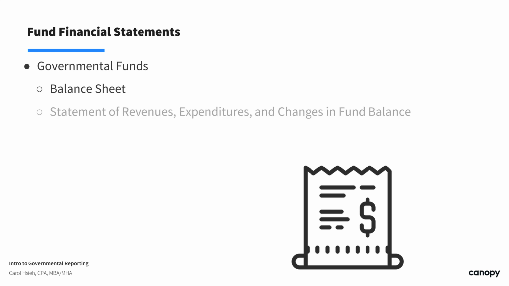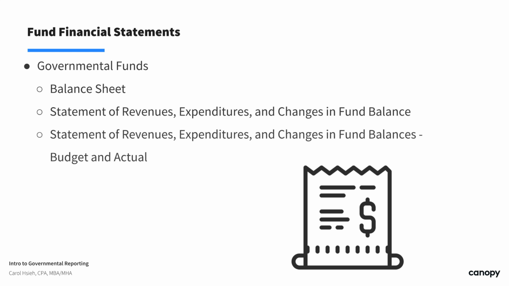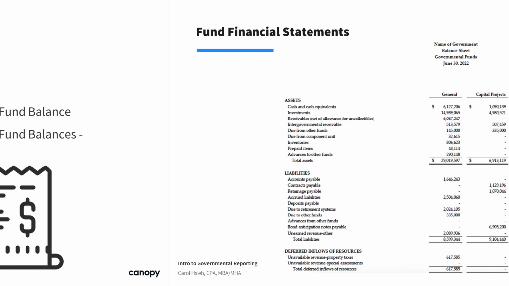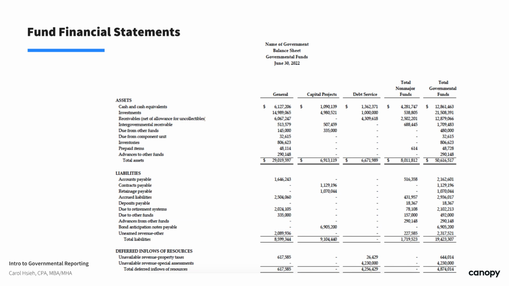So let's start with the governmental fund financial statements. In this set of financial statements, we will see a balance sheet, statement of revenues, expenditures, and changes in fund balance, and statement of revenues, expenditures, and changes in fund balance, budget versus actual. So here is an example of a balance sheet. As you can see, it is reporting the assets, liabilities, deferred inflows of resources, and fund balance.